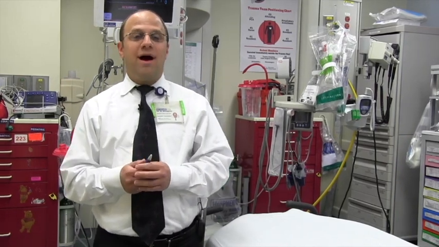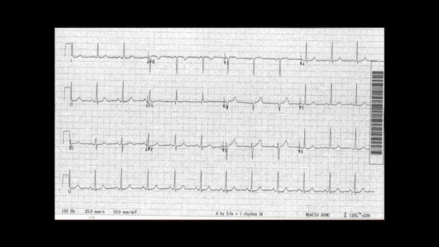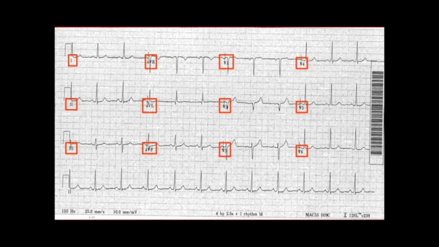EKGs can give us a lot of different clinical information about our patients. One important area of EKG interpretation is recognizing signs of ischemia and myocardial infarction. When we look at a standard EKG, we see that the EKG is divided into 12 leads. These leads give us different views into the heart.